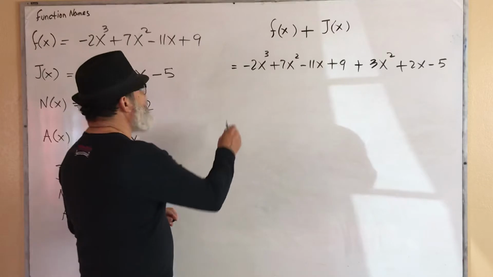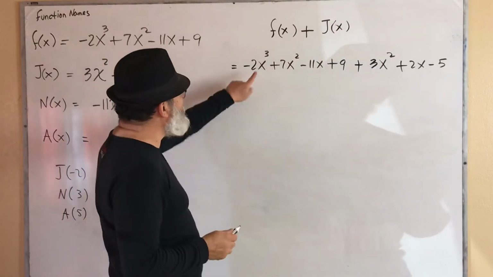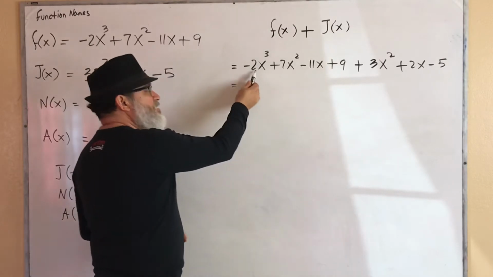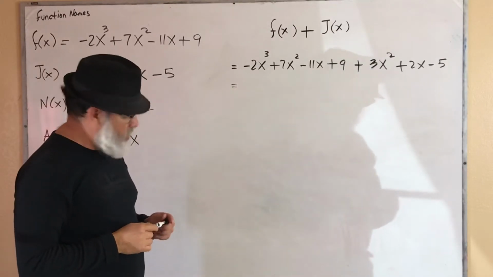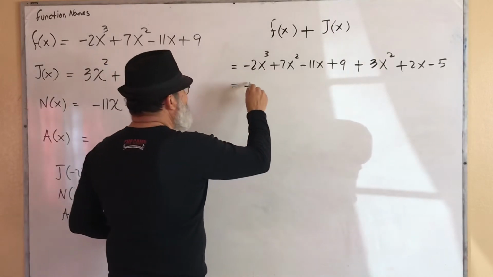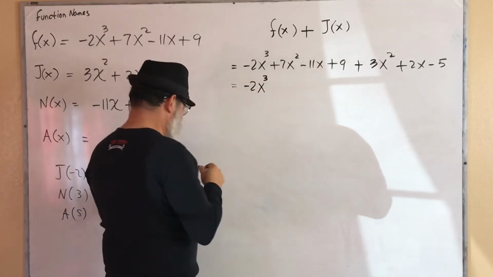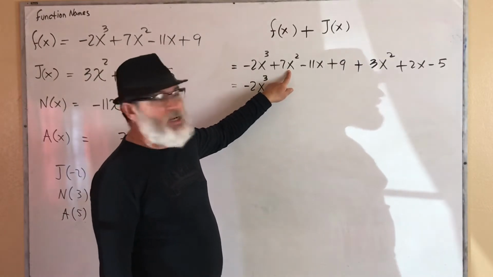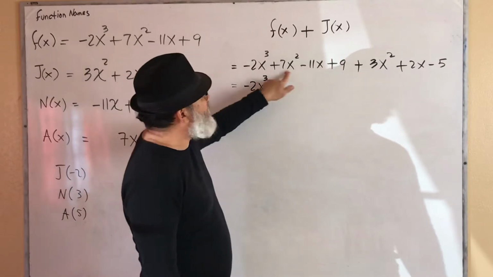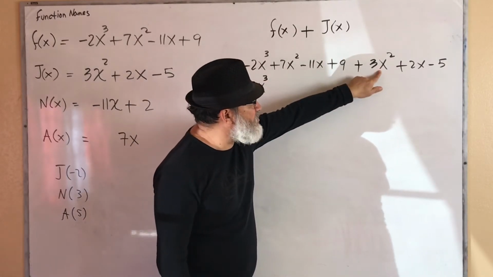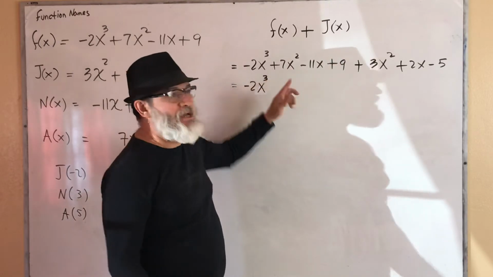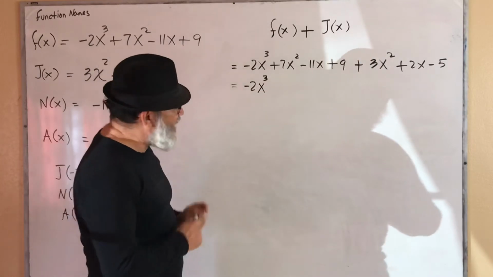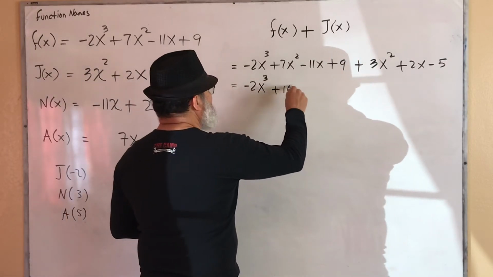So this equals, this goes first because there is no other cubic term. This is the only cubic term, so negative 2x to the third goes first. This is called a quadratic term, and that's a quadratic term. I'm going to add them. 7x squared plus 3x squared is 10x squared.